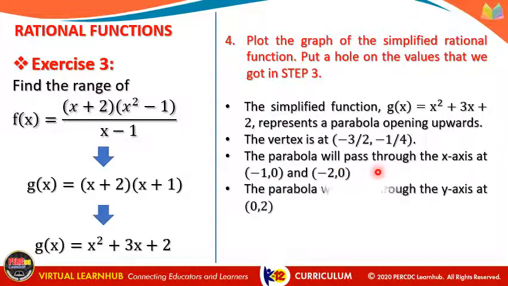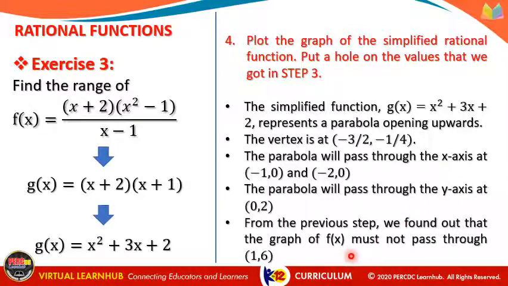The parabola naman will pass through the y-axis at 0, 2. Yung y-intercept. Again, paano ulit kunin to? I-set mo naman na 0 yung x and then solve for g of x. You will get positive 2. Tapos kanina, nakita natin hindi dadaan yung graph natin sa 1, 6. Sige, gawin natin yun.